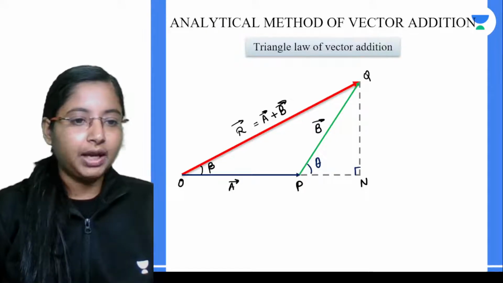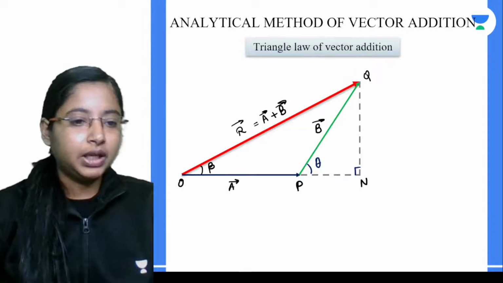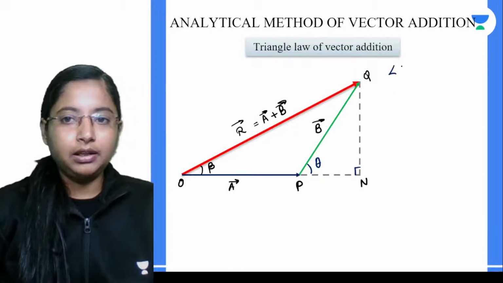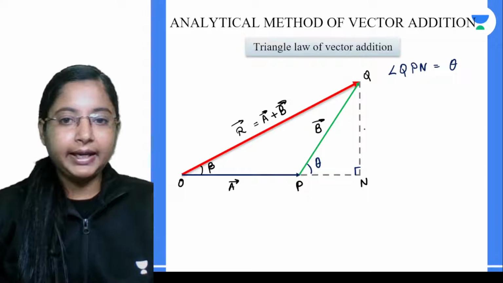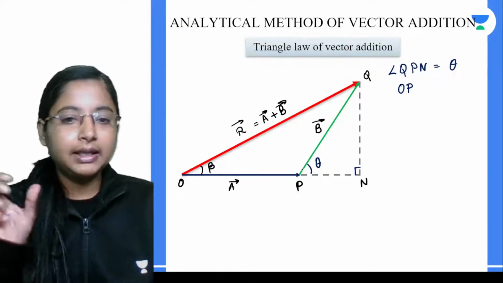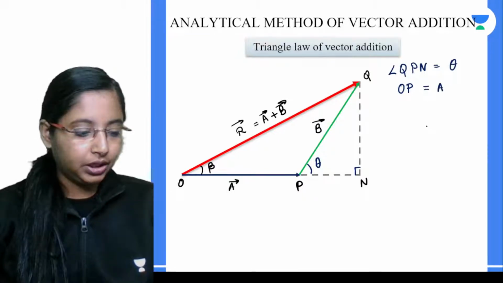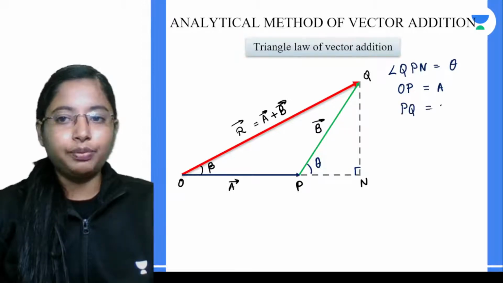And what we have is a right angle triangle now. Certain things we can say from here, that is this angle QPN is equal to theta. We know this angle is theta. Then the side of the triangle OP, this length is equal to the magnitude of the A vector, and this length PQ is equal to magnitude of B vector.